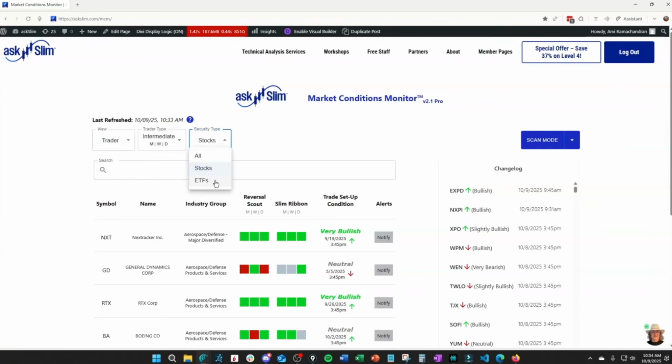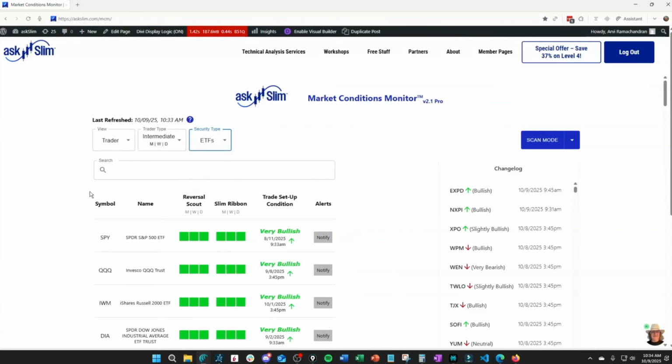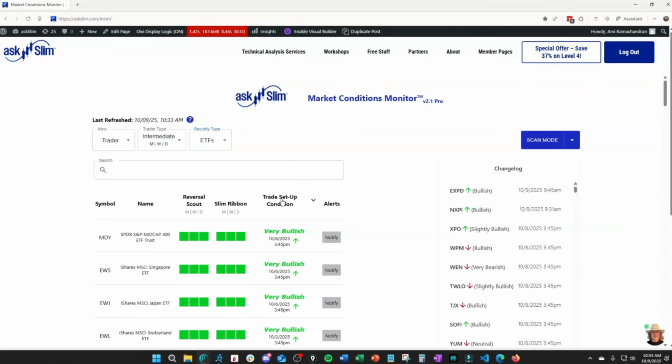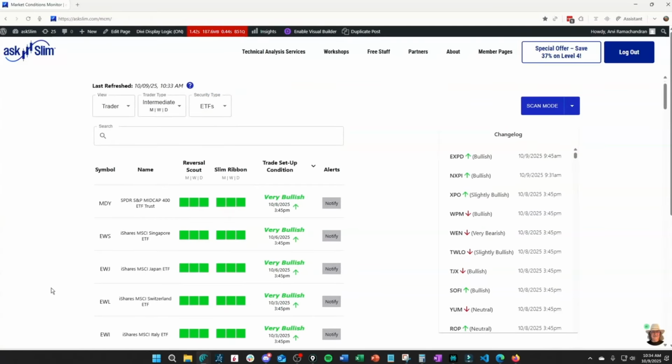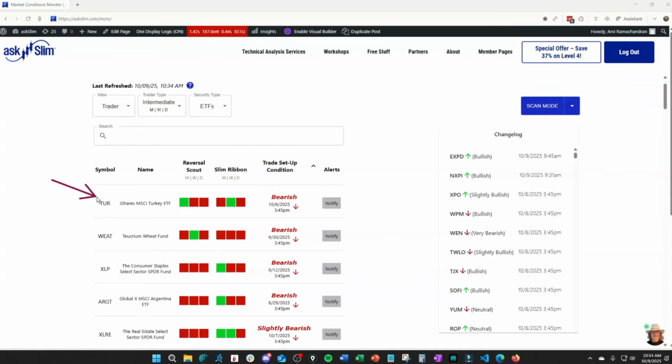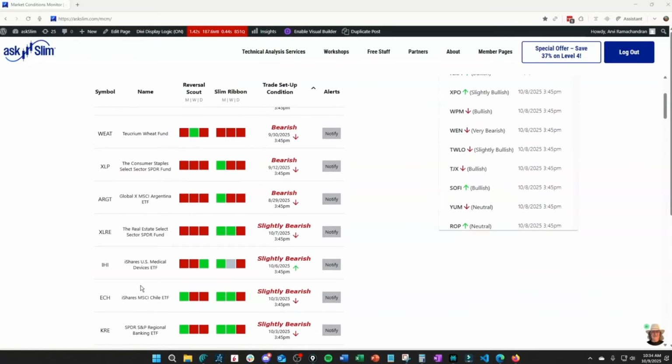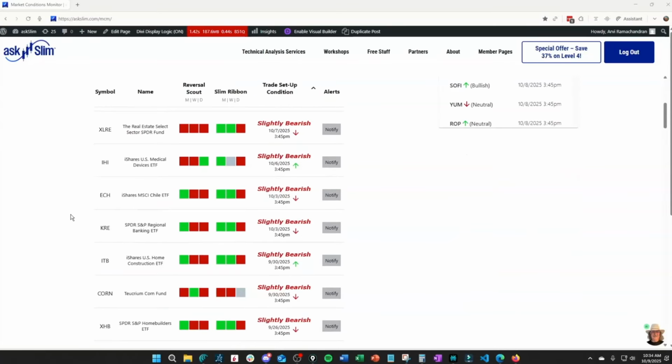Let's actually first look at the ETFs because I want to highlight what's going on. And you can sort now by also trade setup conditions. So you can see again what is strong and what is weak. You can see what has been strong here. I'm going to now invert this and show you what's weak. You can see that it's the TUR, wheat, XLP, ARGT, XLRE. Let's keep going. IHI, ECH, KRE is there, ITB is there, XHB is there, right?